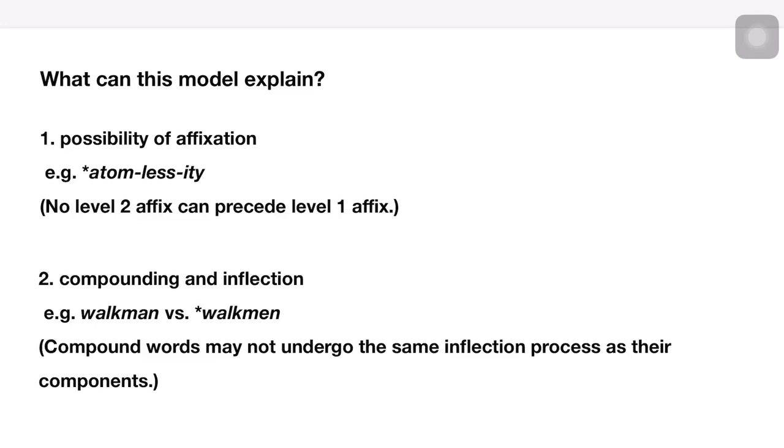The second is that we can clarify the relation between compounding and inflection. The compound noun walkman contains man, so we may guess its plural form being walkmen. However, compounds may not undergo the same inflection process as their components. The plural form of walkman is walkmans. Because level 2 compounding occurred, no level 1 morphological alterations like irregular inflection can further occur.